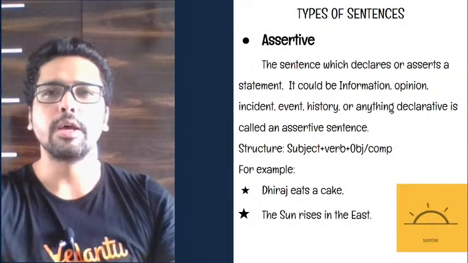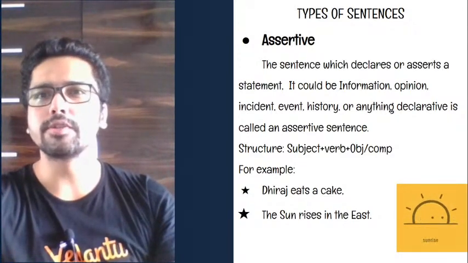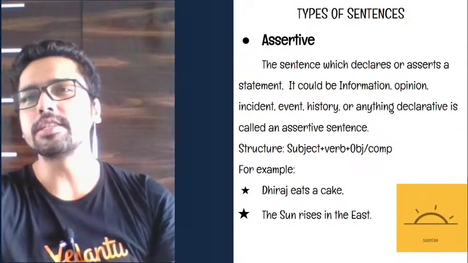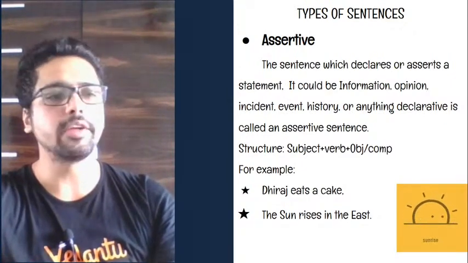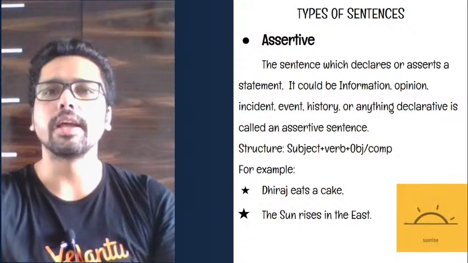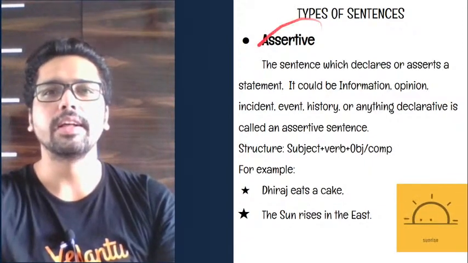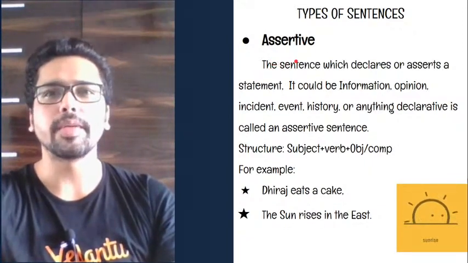Both can be assertive. So when I say India won the match, that is an assertion. India did not win the match, that is also an assertion. But one is a positive assertion, that's why we say affirmative. One is a negative assertion, that's why it is simply called negative. That's what this assertive sentence is about.